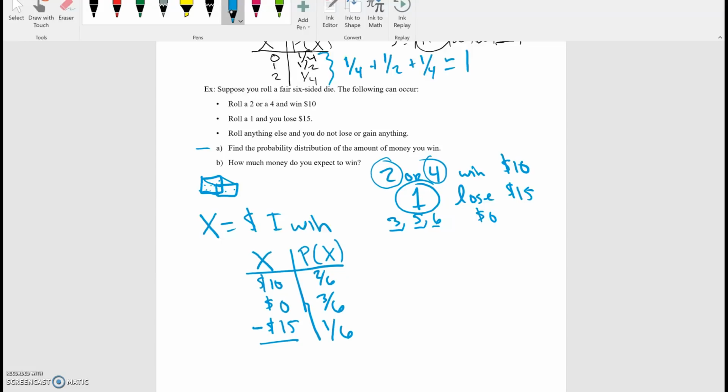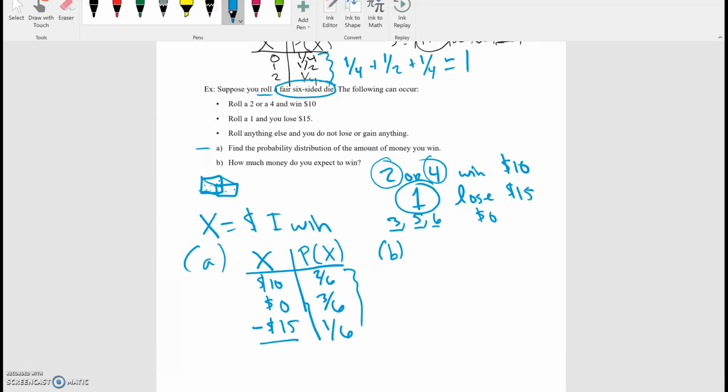Okay. Now remember, it's all out of 6 because we only have 6 sides of a fair die, right? As you can tell, I add all of these up and I also get 6 out of 6, which should equal 1. So this is the answer for part A. Okay. Now, what about part B? Part B says, how much money do you expect to win?